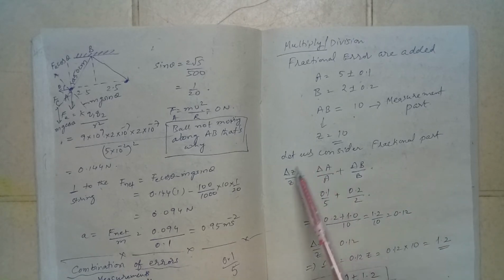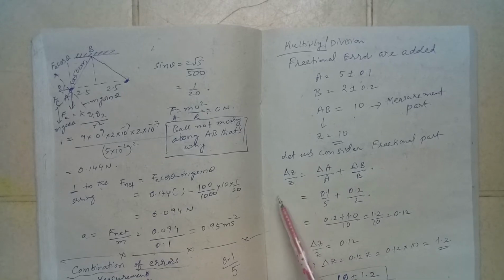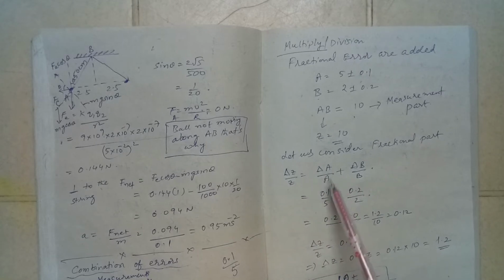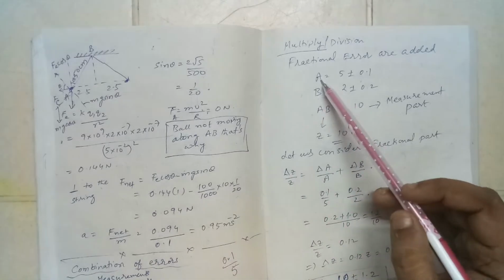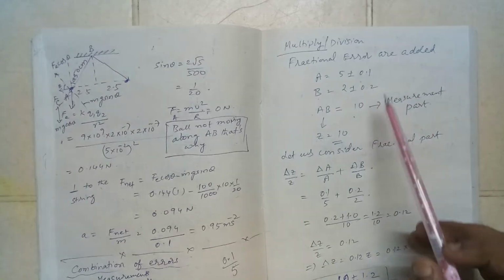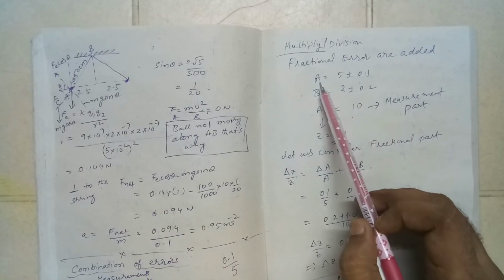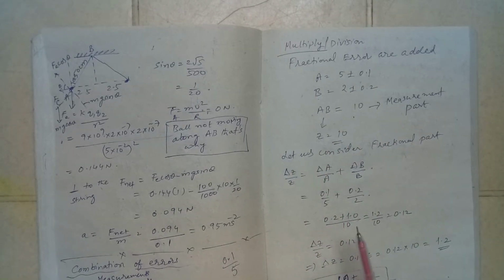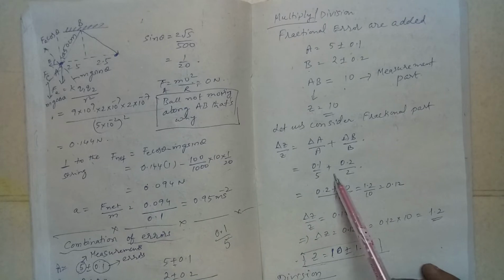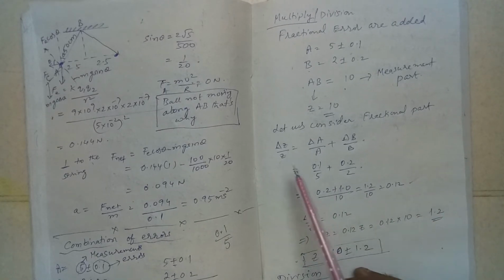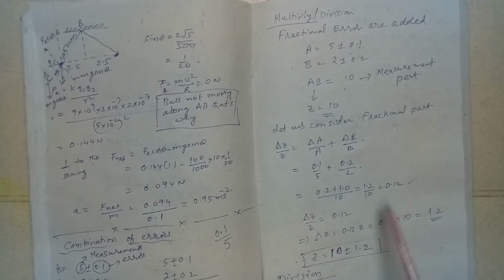Now let us consider the fractional part. What is the fractional part? Delta Z by Z. Here we need to remember that delta Z by Z will be equal to delta A by A plus delta B by B. A is one quantity, B is another quantity. To add fractional errors, calculate the fractional error of A, calculate the fractional error of B and add them. That will be the total fractional error. So it is 0.1 by 5 plus 0.2 by 2, total is 0.12. So we have arrived at delta Z by Z equal to 0.12.